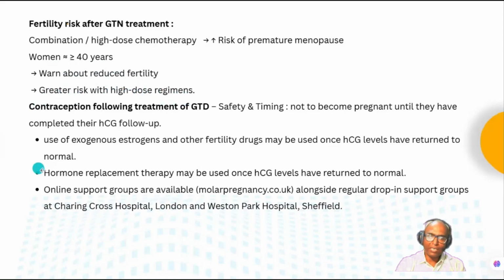Then the guideline talks about contraception. Again, contraception is going to be very, very important for these patients. So contraception following treatment for GTD, its safety and timing: not to become pregnant until they have completed their follow-up. This we have already discussed. The use of exogenous estrogens and other fertility drugs may be used once hCG levels have returned to normal. Hormone replacement therapy may be used once the hCG levels have returned to normal, and online support groups are available.